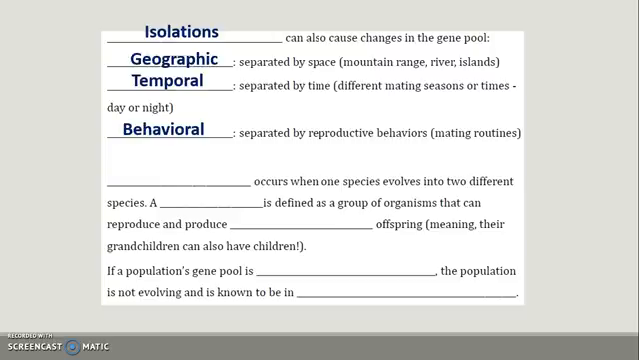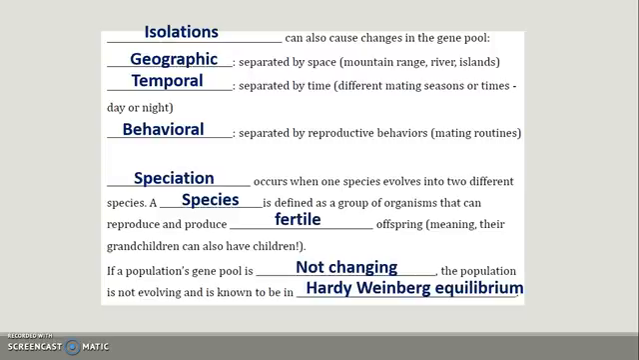Isolations can also cause changes in the gene pool. Isolations can occur if there's a natural disaster like an earthquake or a flood that will separate portions of the population from everyone else. Geography, separated by space, mountain ranges, rivers, islands. Temporal, which will be separated by time, different mating seasons or different times, night and day. Maybe some animals hunt better during the day or hunt better at night. They may mate during certain different times of the year. That can also be drastic changes. You have behavioral, that's separated by reproductive behavior, so mating routine.